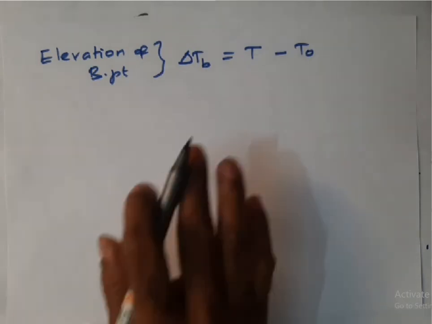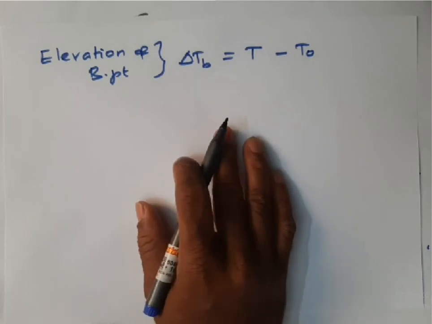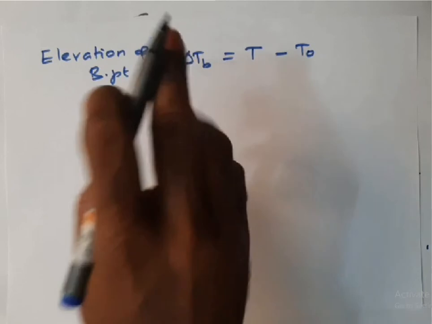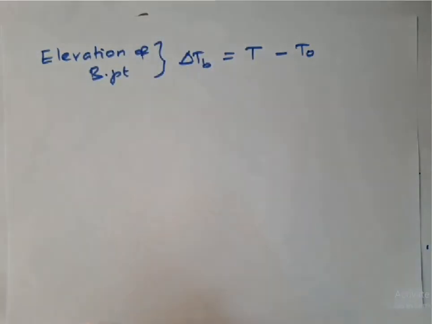Okay, I stop here. We will continue. Next class I'll show you that elevation of boiling point is a colligative property. We'll discuss that in the next class, and we'll discuss some more expressions for the elevation of boiling point.